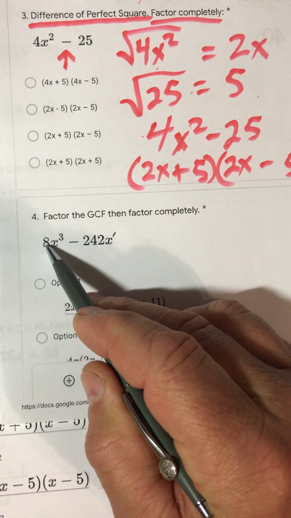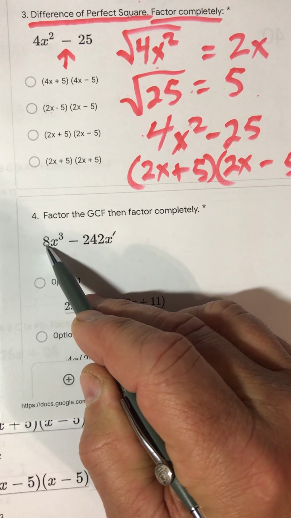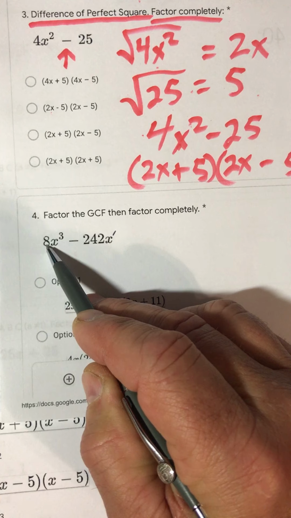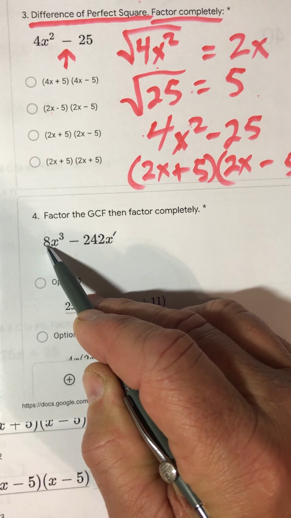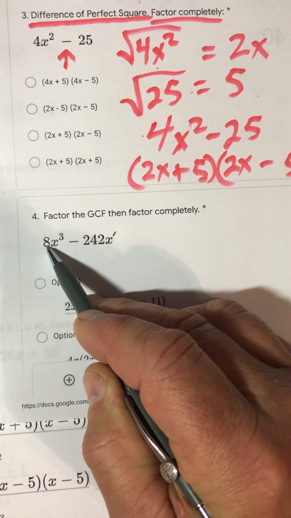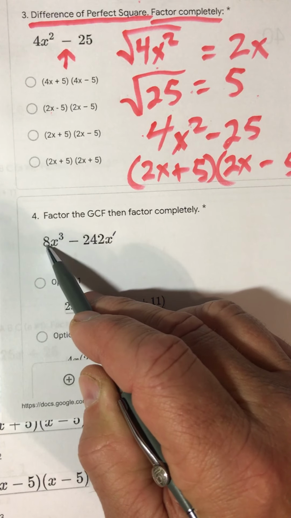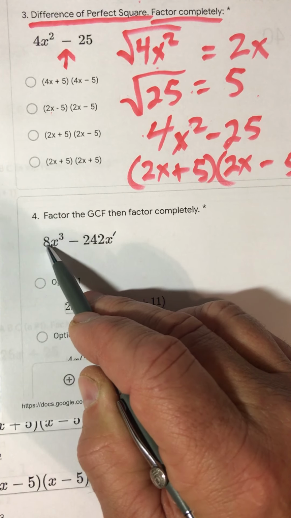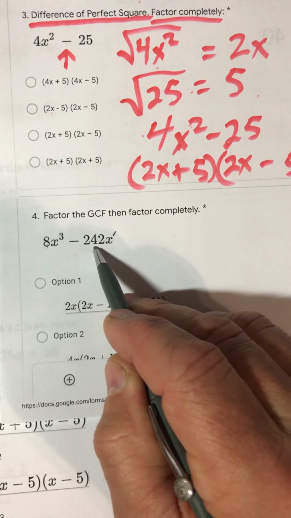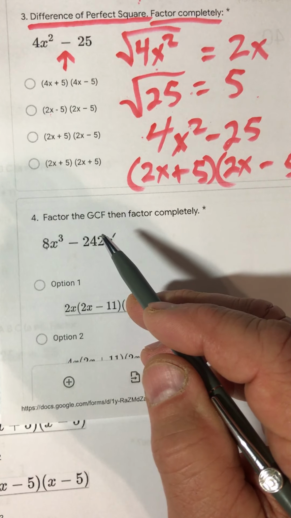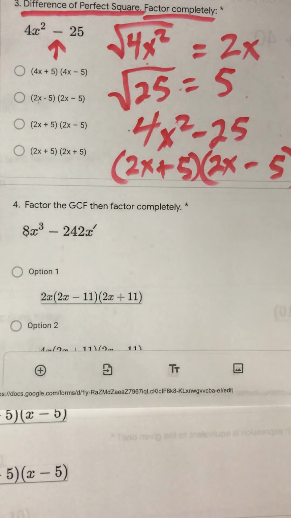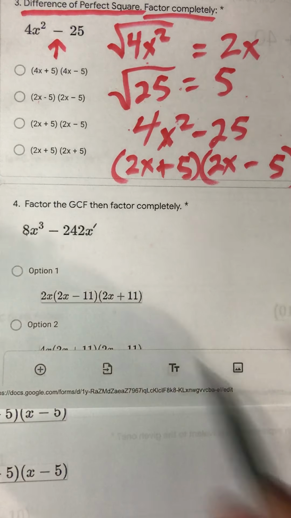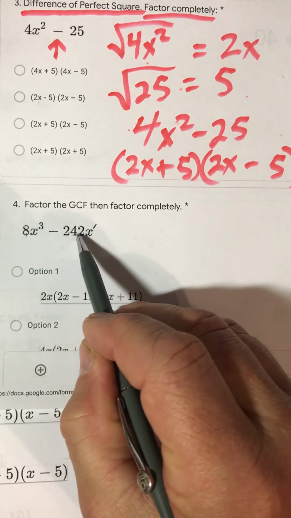All right. 7 won't go into 8. 6 won't go into 8 evenly, right? Leaves a decimal. And you keep working yourself down, right? The next one has to be a 4. We know 4 goes into 8. Does 4 go into 242? You start dividing, okay? 242 divided by 4. That leaves a decimal, right? So 4 won't go into it.